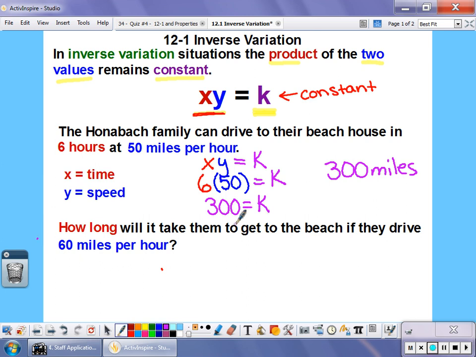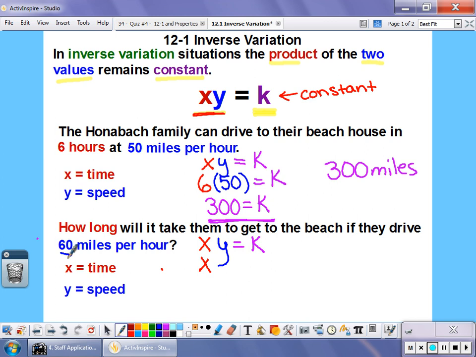So what I can do now is use this constant to answer other types of questions. For example, how long will it take them to get to the beach if they drive 60 miles per hour? Again, our how long is our time, our 60 miles per hour is our speed. So I know I've got my x times my y is going to equal my constant. But this time, I don't know how long it'll take. That's what I'm trying to figure out. So that's going to stay in x.